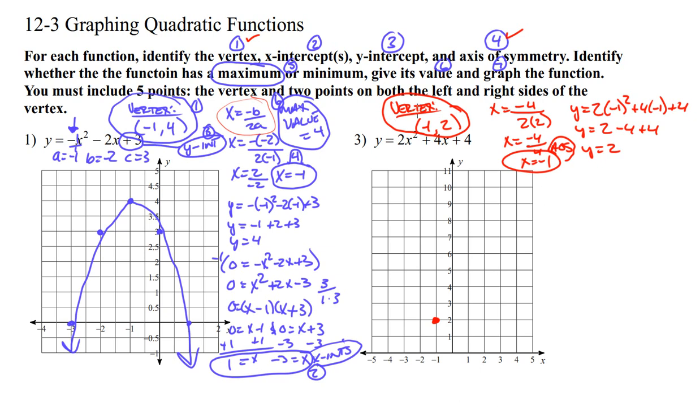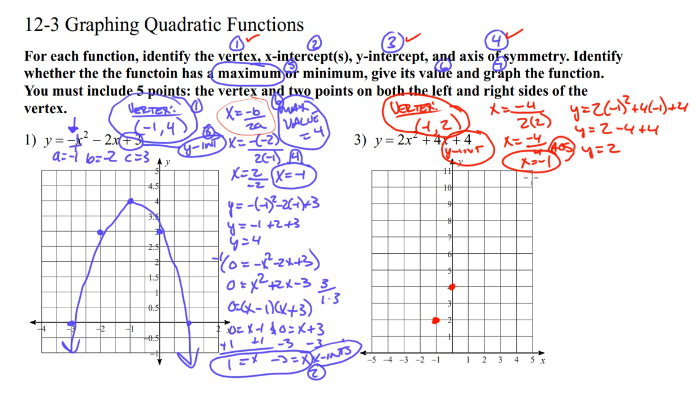Now we just keep on trucking. So y-intercept is going to be nice and easy. That's going to be 4. So the y-intercept is positive 4. So we've done that. So we know that this graph is going to cross through here at 4.